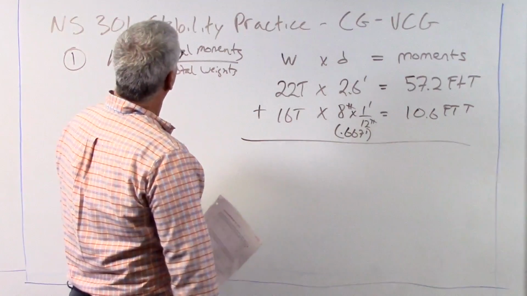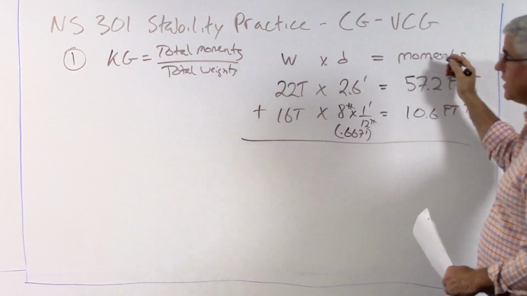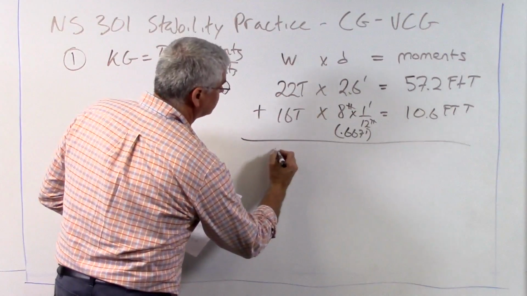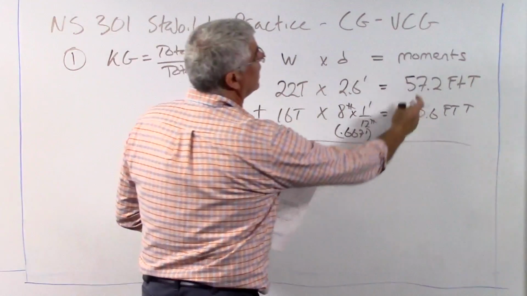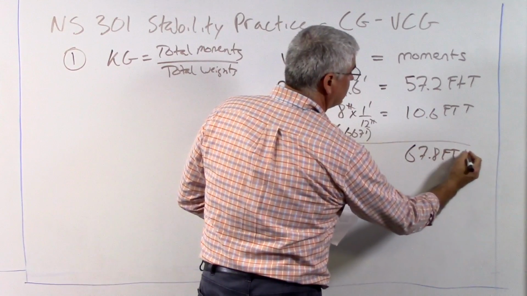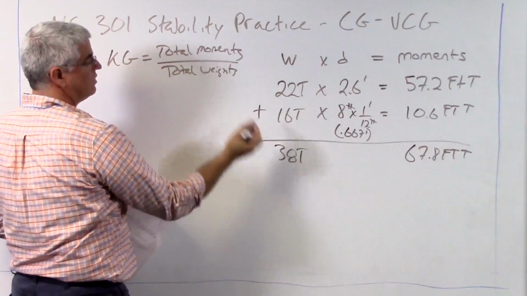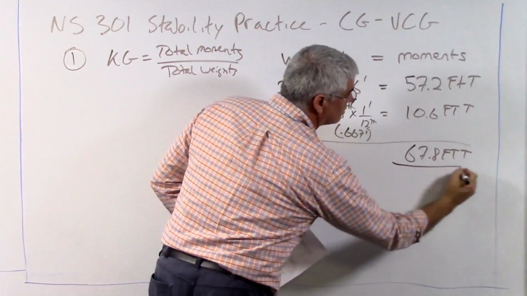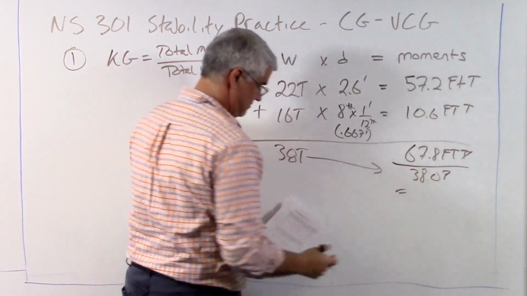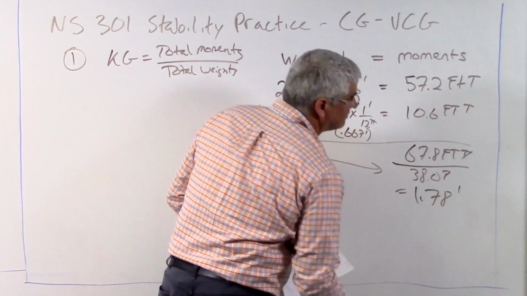Now, it turns out that my KG is the total moments divided by the total weight. So I've got to sum all my weights and sum all my moments. So 16 and 22 turns out to be 38 tons. And 57.2 and 10.6 turns out to be something like 67.8 foot tons. And now I've got to take this number, 67.8, which is my total moments, and divide it by 38 tons, which is my total weights. Tons go away, and I'm left with feet. So it turns out that my KG is now 1.78 feet above the deck.